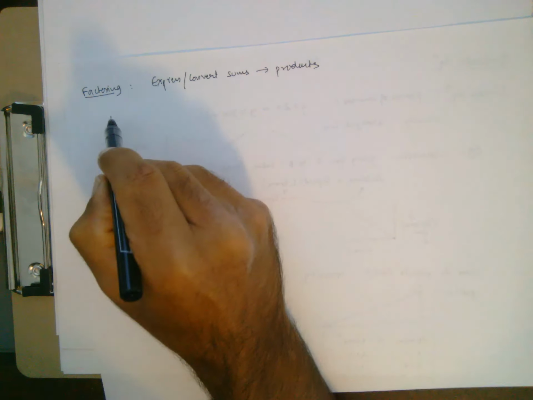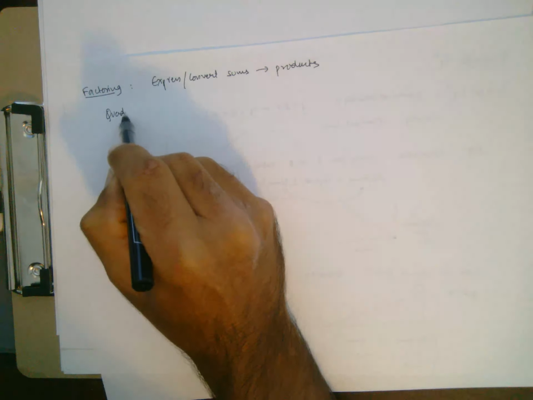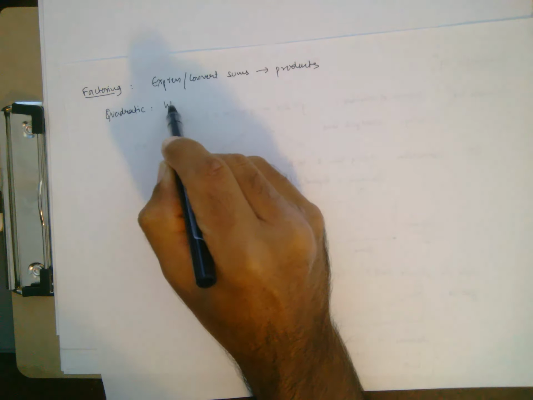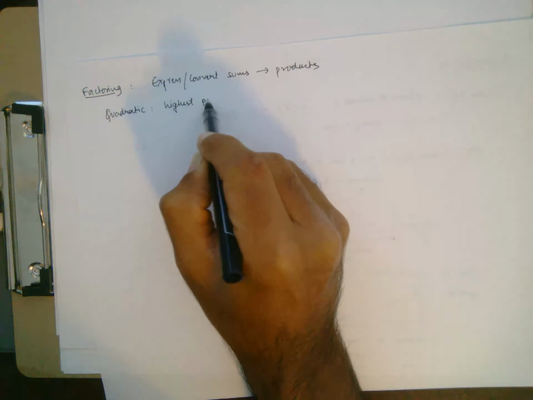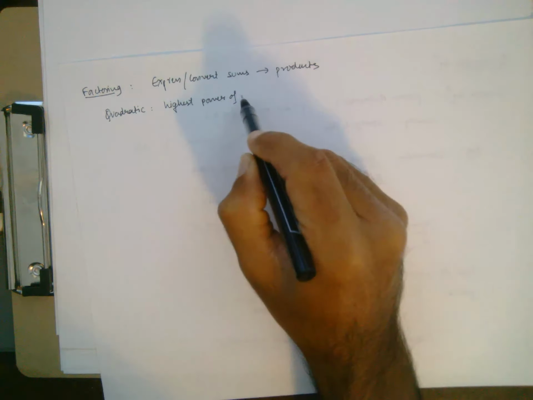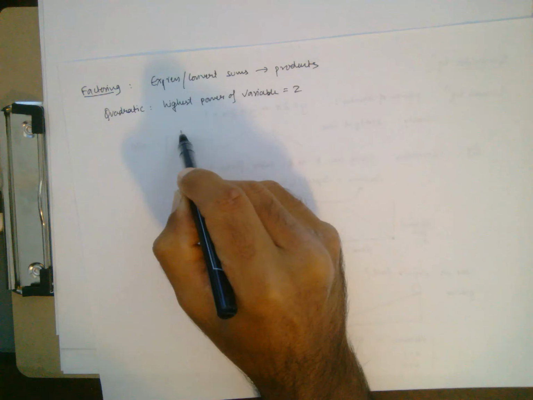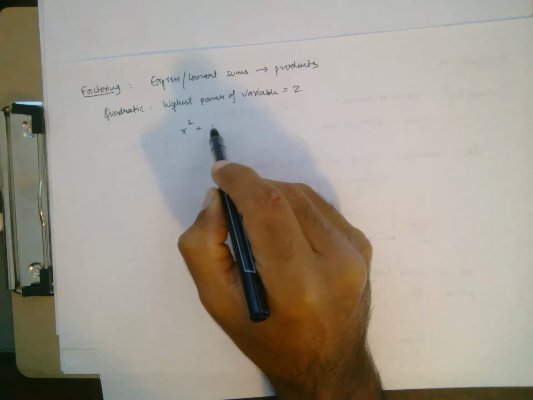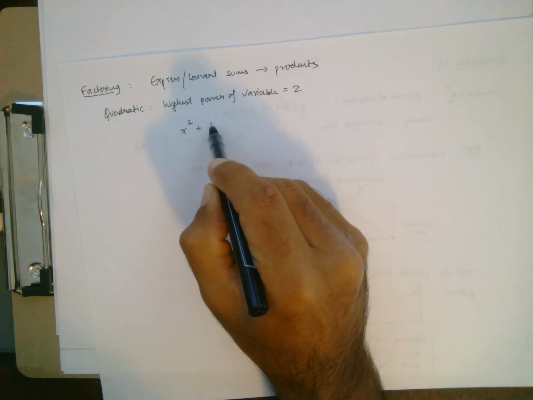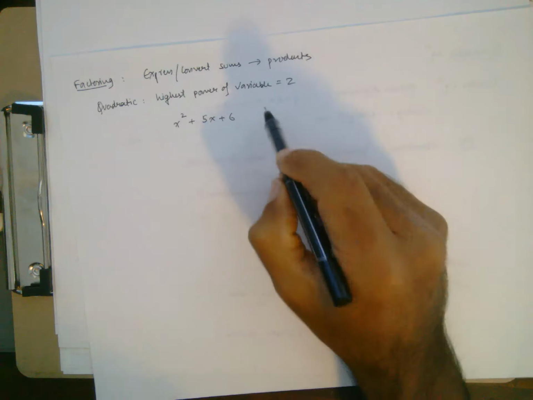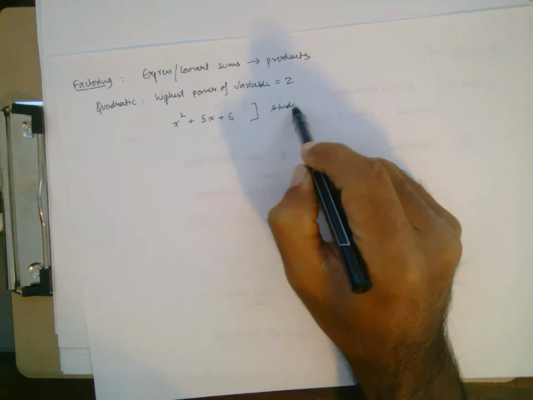So let's focus on what we were discussing prior to this, which is quadratic equations. Now, quadratic means the highest power of the variable is 2. So for example, I can have x squared plus 5x plus 6. Now our goal is to study this equation.